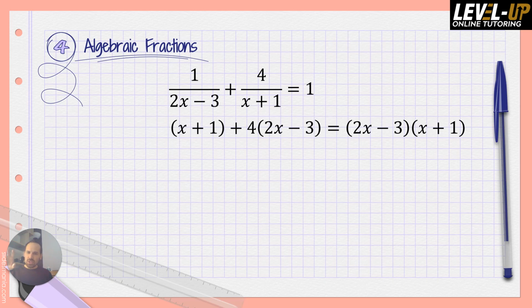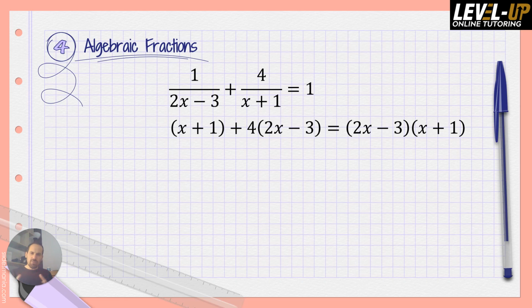So you see that first fraction, multiplying by 2x minus 3 cancels out the denominator. Timesing the top by x plus 1, we get x plus 1. The second fraction, we're multiplying through by x plus 1, which will cancel the denominator, and multiplying by 2x minus 3, we just simply get 4 times 2x minus 3. And on the other side, we've got 1 times 2x minus 3 and x plus 1, which is just going to be 2x minus 3 and x plus 1. So that's the key step with solving an algebraic fraction. We need to essentially multiply out those denominators.